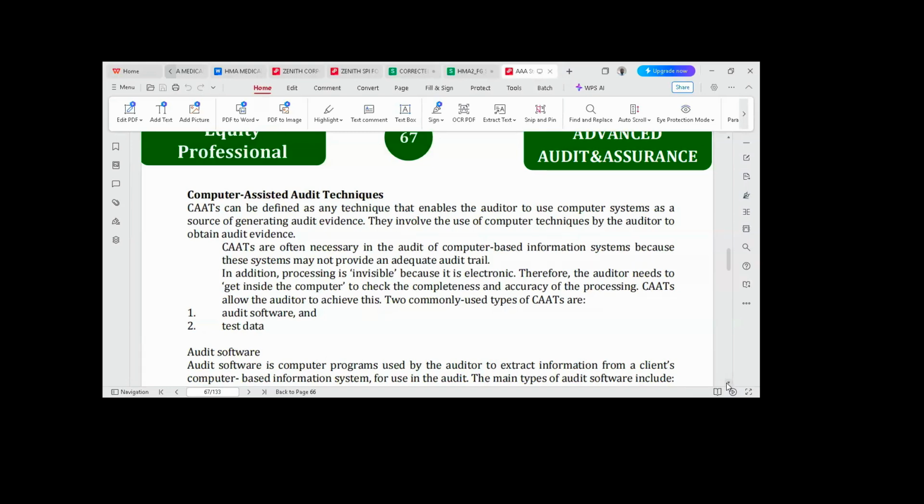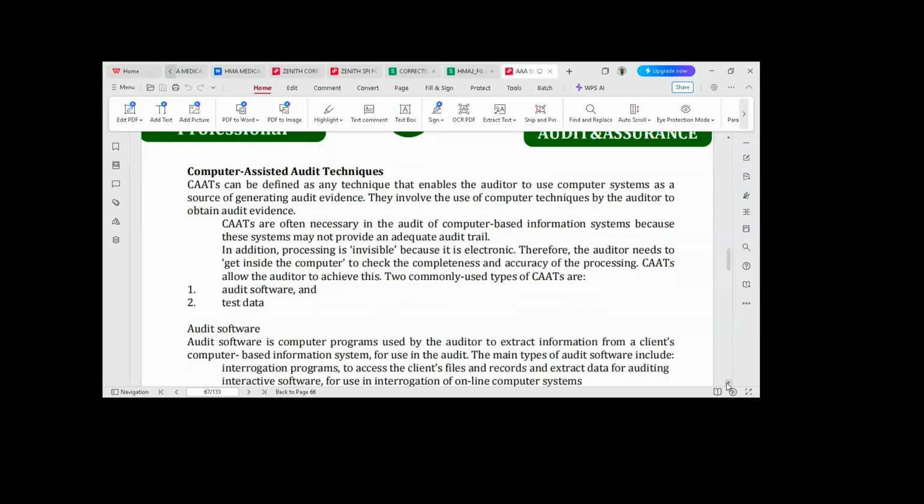So let's start. What do you mean by audit software? These are computer programs used by the auditor to extract information from a client computer-based information system for use in the audit. Like I said, when you talk about audit software, they are usually installed, just like software you have on your phone, I mean on the laptop. But there are three types of audit software. You have the interrogation software. Interrogation software is a type of audit software that enables the auditor to have access to the client files and records and extract data for auditing.